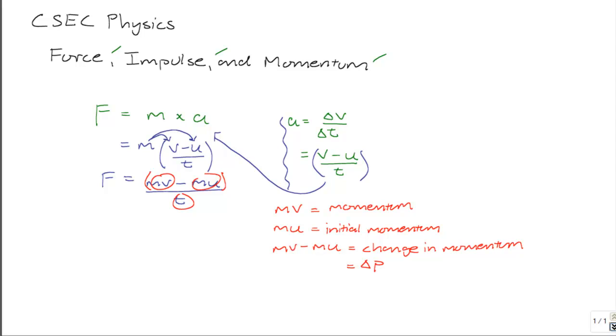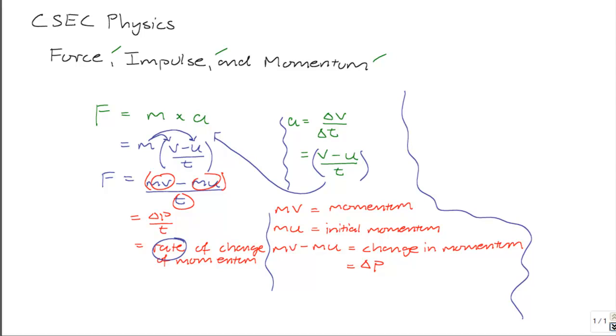So what this equation is telling us is that another way of stating Newton's second law is that the force on an object is equal to the change in momentum divided by change in time, delta p over t, which is equal to the rate of change of momentum. So Newton's second law can be stated as force acting on an object is equal to the rate of change of momentum.